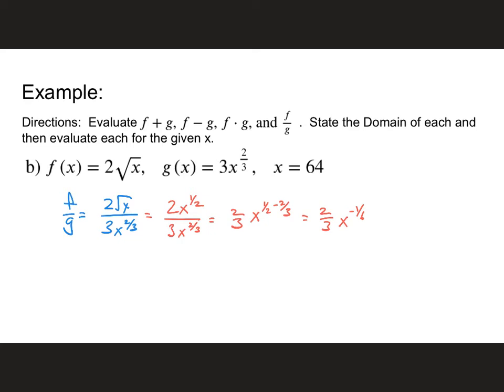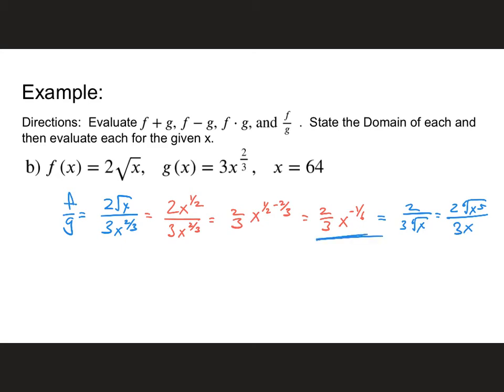I guess I could go ahead and rationalize the denominator if I wanted to think of it as like 2 over 3 times the sixth root of x. And then if I rationalized it, I'd get 2 times the sixth root of x to the 5th over 3x, but that seems like a big pain. So let's just keep it here for now.